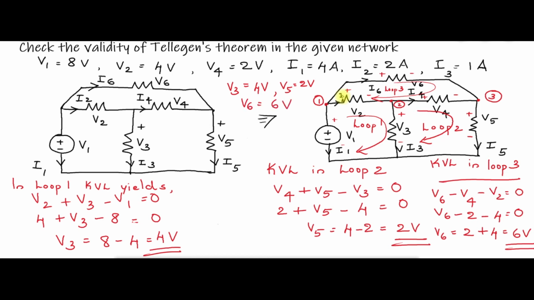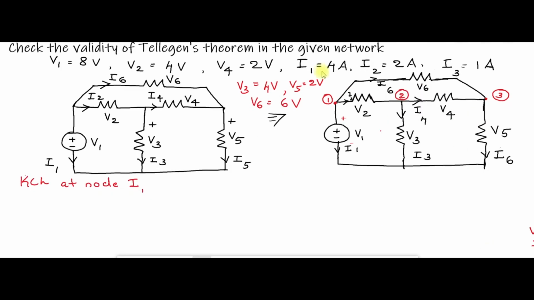So you got all voltages. Now you have to apply KCL. We have found all voltages. Now our aim is to find I4, I5 and I6. For that we are going to apply KCL at these 3 nodes. For finding I6 I am going to apply KCL at node 1. You can see all currents are leaving currents. Here I1 is leaving, I2 is leaving and this I6 is also leaving.